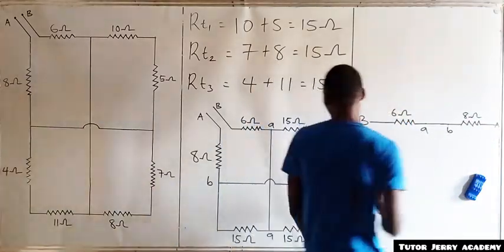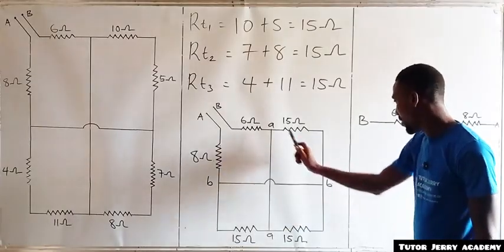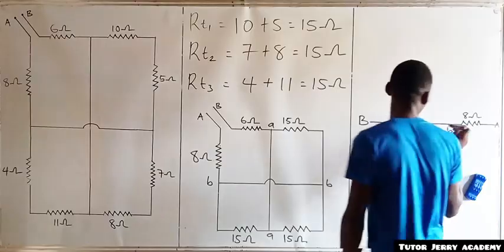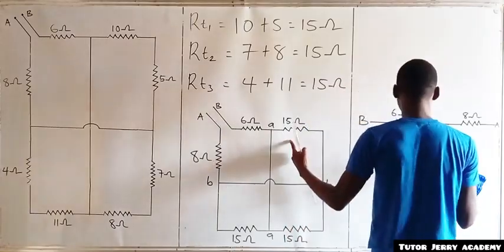Now you can see that the rest is between A, B, A, B, A, B. So everything will fall here. So between A and B, we have, let's start with this 15 ohms.